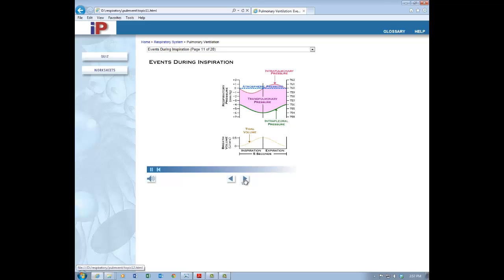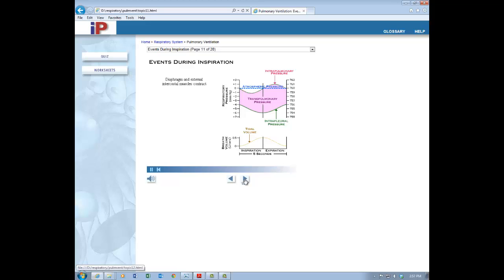The upper graph shows the intrapulmonary pressure, that is, the pressure within the lungs. The middle graph shows the intrapleural pressure, the pressure within the pleural cavity. The region between the two graphs is the transpulmonary pressure, the pressure difference between the intrapulmonary and intrapleural pressures. The lower graph shows the volume of air which enters and leaves the lungs during quiet breathing. This is called the tidal volume.